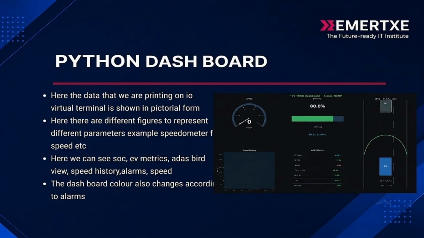Here the data that we are printing on the IO virtual terminal is shown in pictorial form. There are different figures to represent different parameters, for example speedometer, speed, etc. Here we can see SOC, EV metrics, ADAS, bird view, speed history, and alarms. The dashboard color also changes according to the alarms.